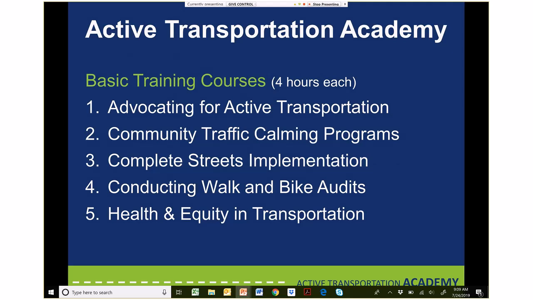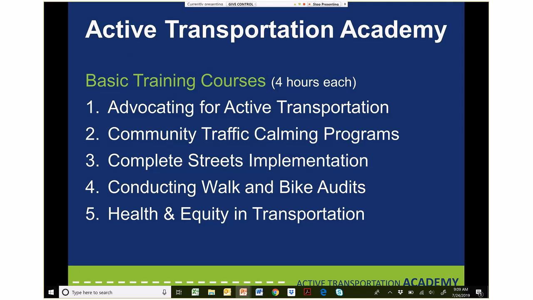We also have the Community Traffic Calming Programs course, which is pretty self-explanatory. We get into some specific countermeasures for traffic calming, which tends to be pretty interesting for engineers and people who are design focused. We have Complete Streets Implementation, which takes everything to the next level and helps you walk away with an outline of how you're going to implement Complete Streets work in your community.